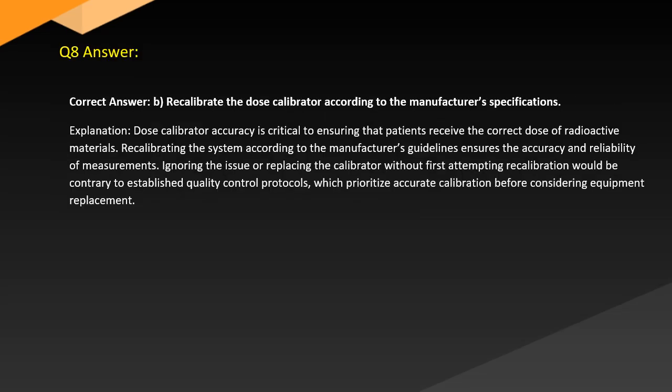Answer. Correct answer: B. Recalibrate the dose calibrator according to the manufacturer's specifications. Explanation. Dose calibrator accuracy is critical to ensuring that patients receive the correct dose of radioactive materials. Recalibrating the system according to the manufacturer's guidelines ensures the accuracy and reliability of measurements. Ignoring the issue or replacing the calibrator without first attempting recalibration would be contrary to established quality control protocols, which prioritize accurate calibration before considering equipment replacement.